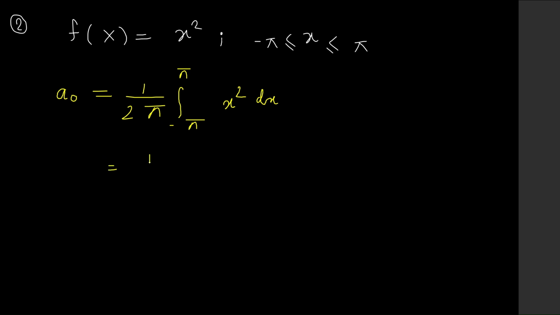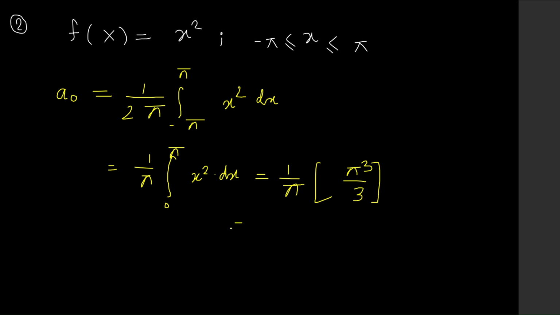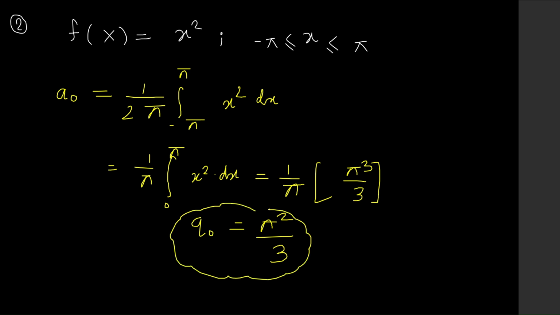We can write it as 1 upon pi, integration 0 to pi, x square dx, which we can write as 1 upon pi times pi cube upon 3, and we can write it as pi square divided by 3. So this is our a naught.